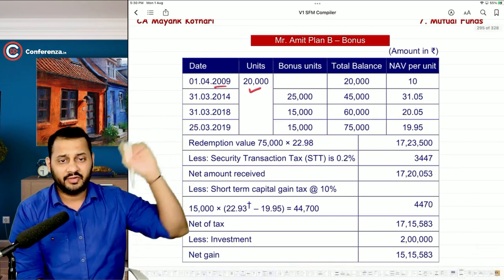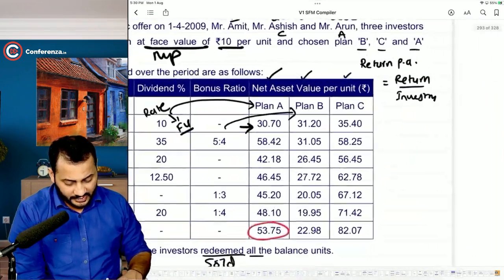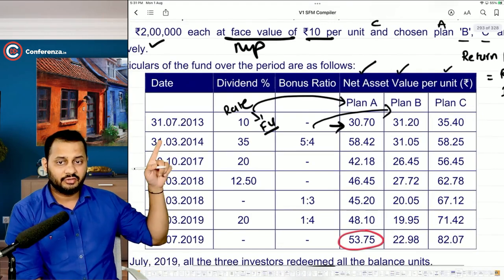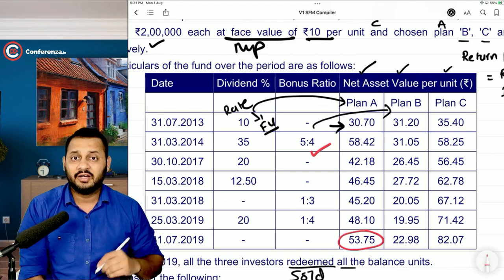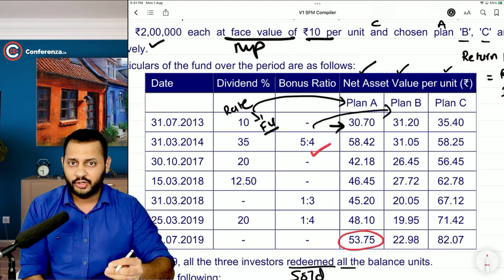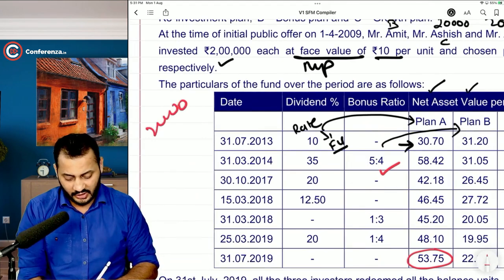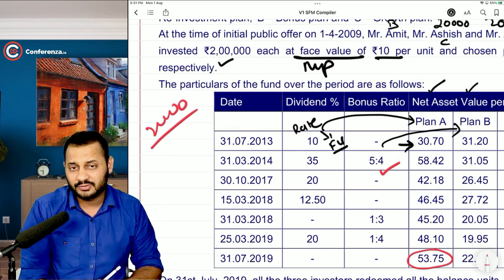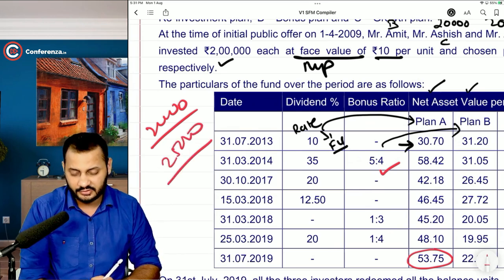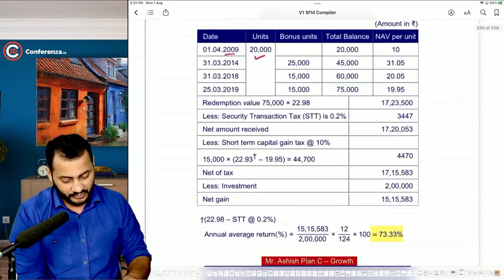You started with 20,000 units, and then the bonus was declared on 31st March 2014. You can say it is in the ratio of 5:4. That means if you are holding 4 units, you will get 5 more units. We were holding around 20,000 units at that date. So how many more units are we supposed to receive as a bonus? 25,000 units. 5:4. Okay.